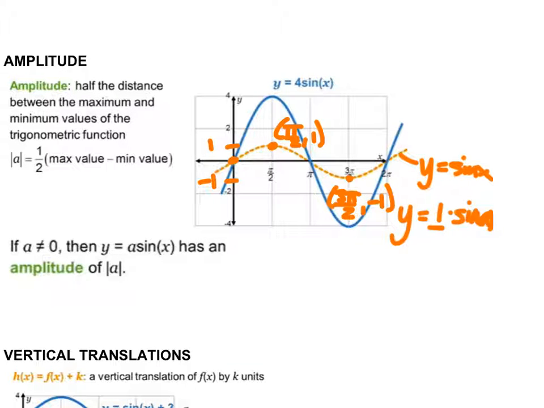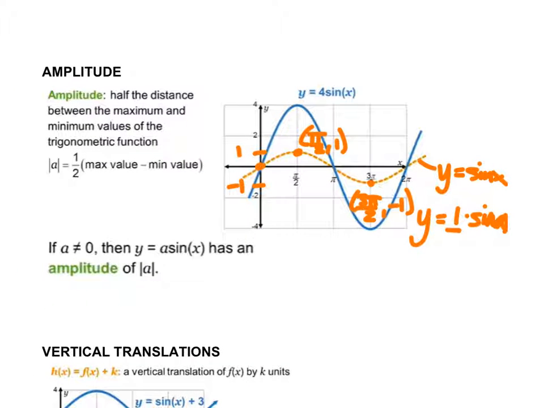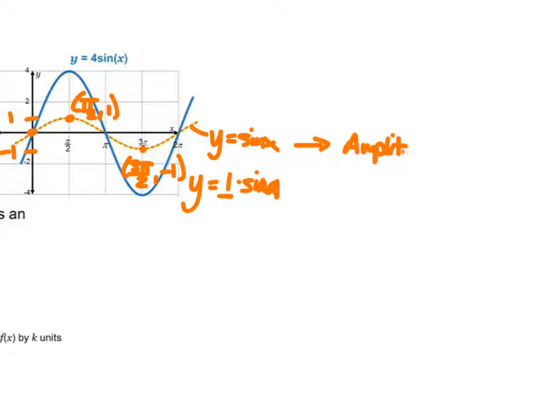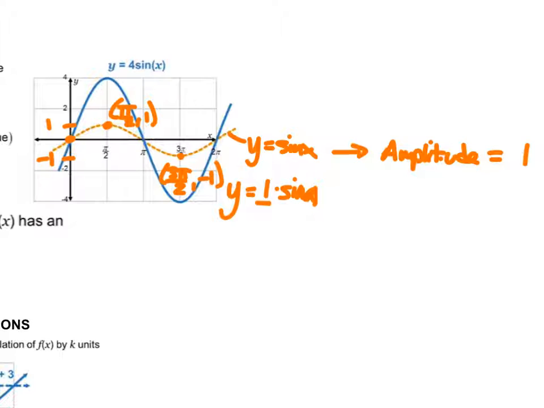So what we can say about these graphs is that our y values are going to be between 0 and 1, or negative 1 and 1. Okay? And so my amplitude for a typical sine function is 1. All right, so for sine of x, our amplitude is equal to 1. And that's going to be pretty standard for any trig function, okay?